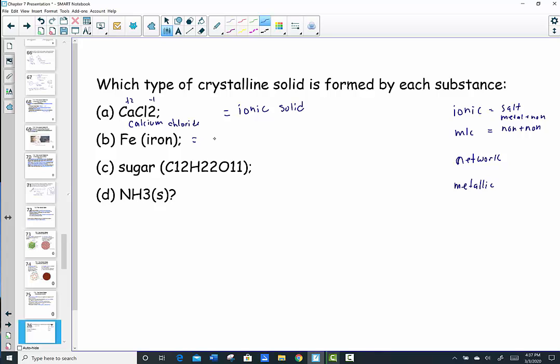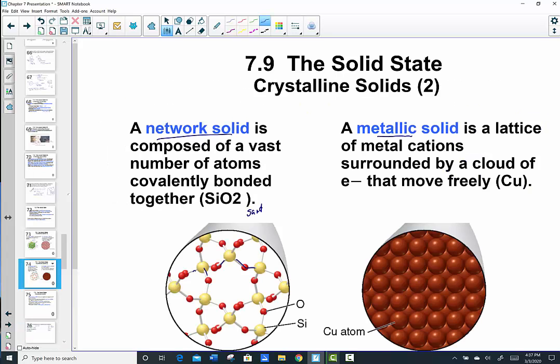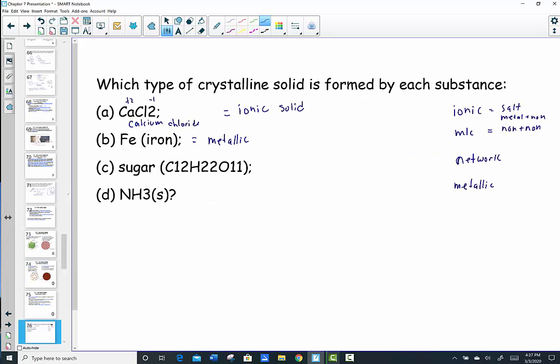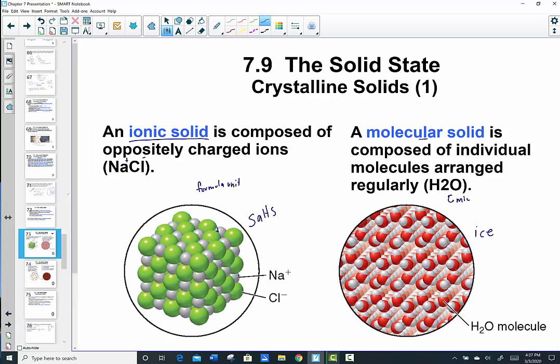Iron is a metal. It's not attached to anything, so it would be a metallic. Remember this one right here from the copper example? A metallic solid. Here's sugar, C12H22O11, table sugar. Table sugar is a solid at room temperature. It's made of a molecule, so it has a molecular network. Remember this guy? Molecular solid. That would be an example of sugar.